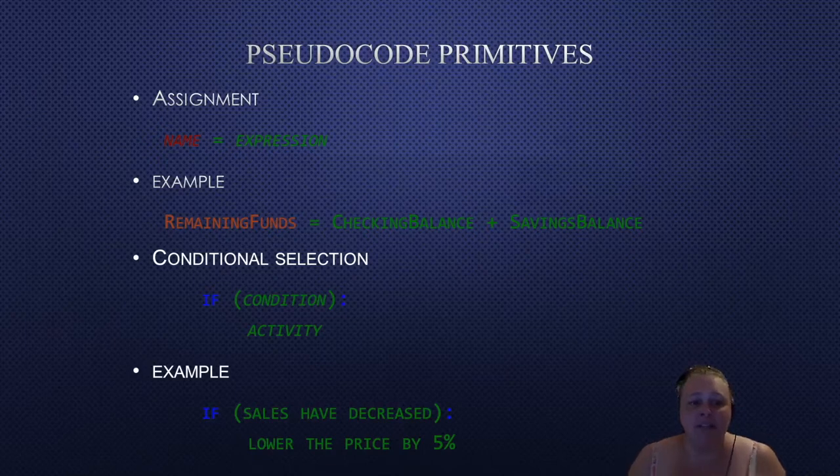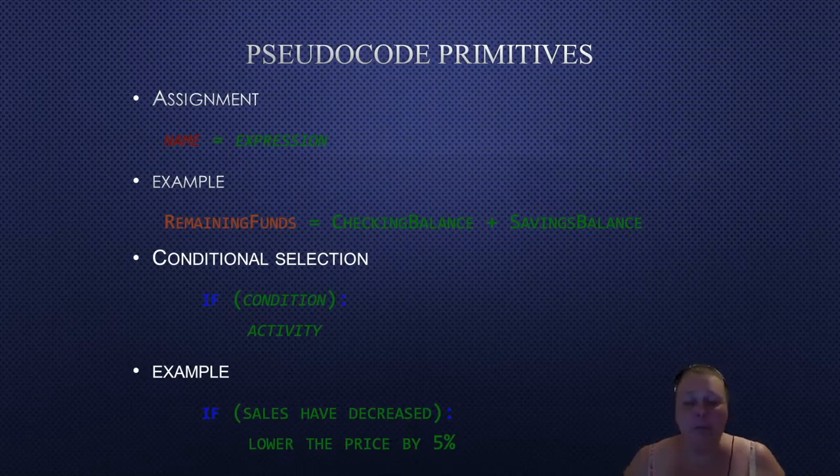Let's look at conditional selection. This is going to be: if something happens, I want you to do something else. For example, if my sales have decreased, then lower the price by 5%. That's going to be the pseudocode. We'll see later on that the Python is very similar, but you can see right away that where it says sales have decreased, you can't actually do that. That's not a variable. It's got spaces and things, so that will have to be cleaned up.